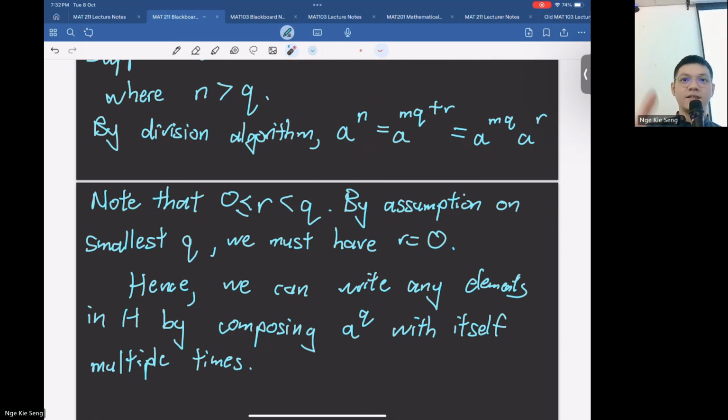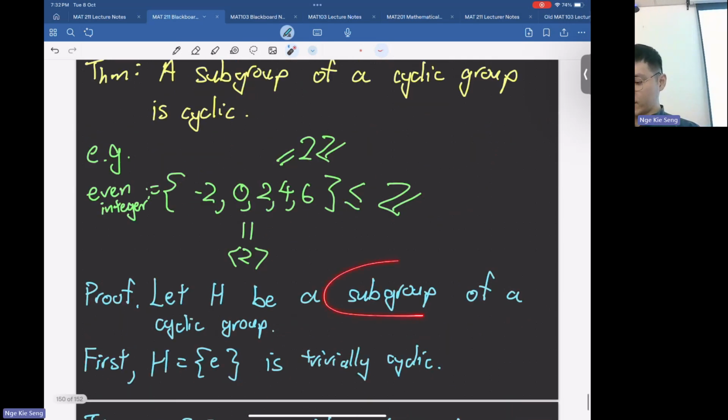Yes? What's random? What thing is random here? Entry. What do you mean by entry? You mean this subgroup is random?